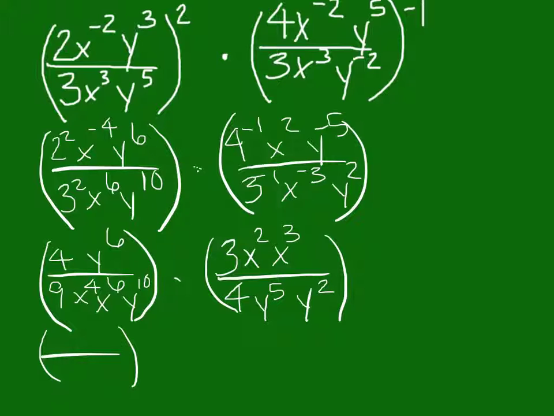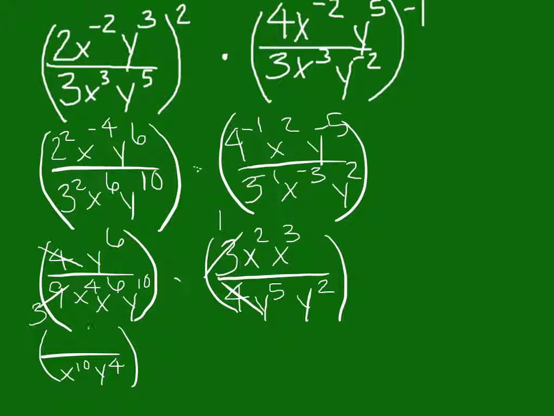We can go ahead and get rid of this 4. If you cross multiply, those would cancel out. And also, 3 over 9 is equal to 1 over 3. So the 3 and the 9 cancel. Now we have y to the 6th over y to the 10th. There are 4 more y's on bottom than there are on top. And there are also 10 x's in the bottom.